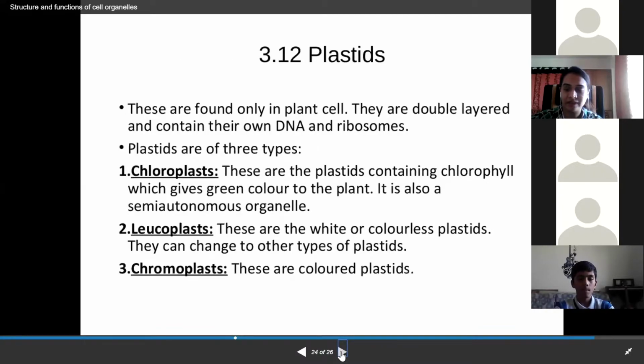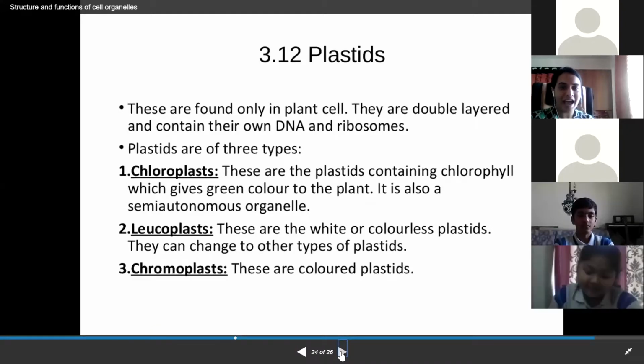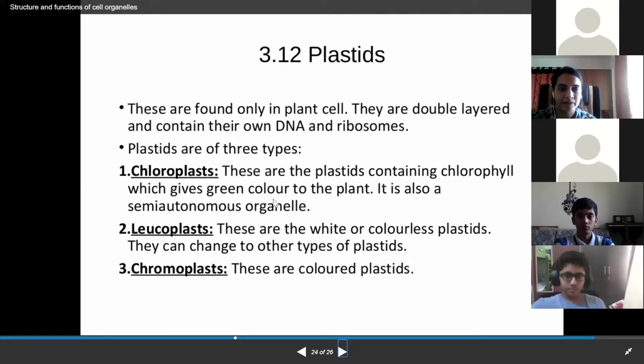Now, plastids, very important and my favorite cell organelle, because it adds color to the cells. Plastids are double layered and they have their own DNA and ribosomes. There are three types of plastids in plants, which are chloroplast, leucoplast, and chromoplast. So you find plastids in plant cells only. Remember this. And what are the three different types of plastids in plant cells? We have chloroplast, leucoplast, and chromoplast.